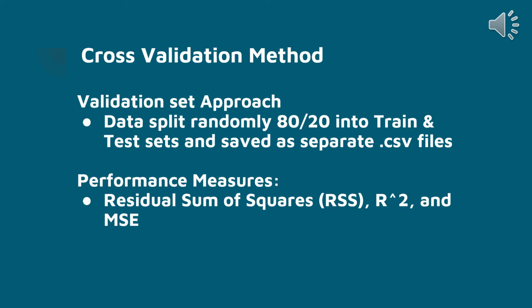To evaluate our models through cross-validation, we use the validation set approach by splitting our data into two sets, one with about 80% of the data and one with 20% as our train and test data sets. Those are both saved as two separate CSV files for analysis in R. To measure performance, we are looking at the residual sum of squares, R squared, and mean squared error to determine how well our models fit the actual data.